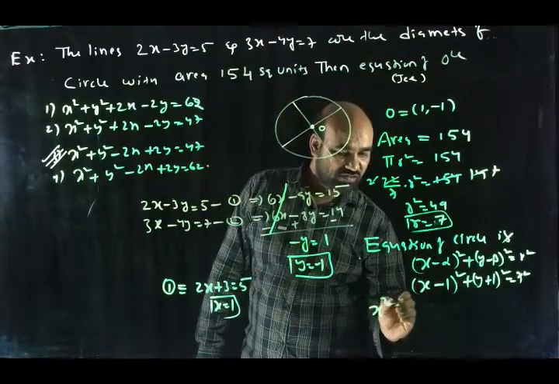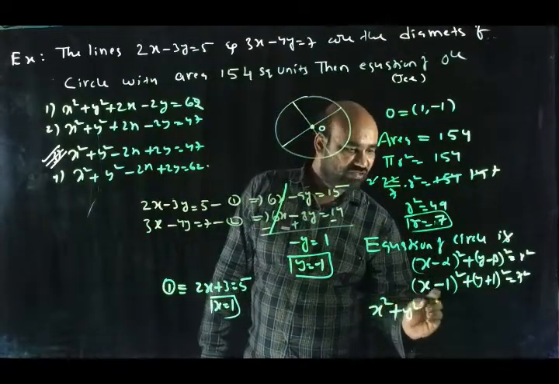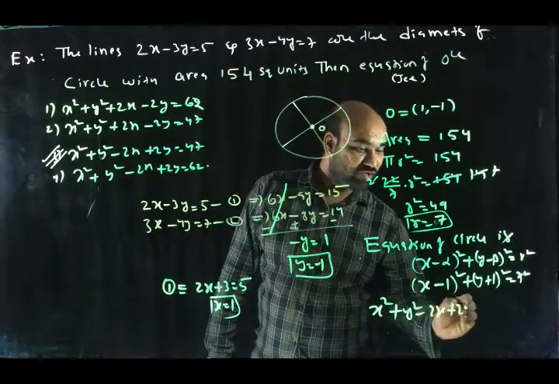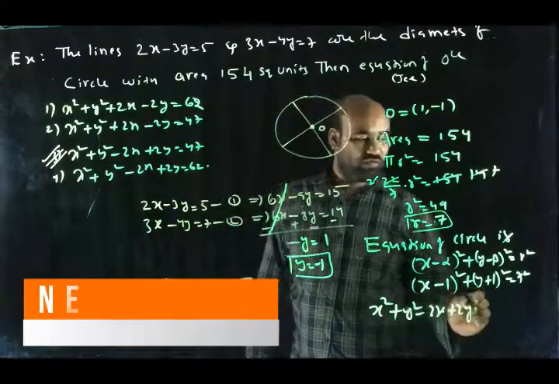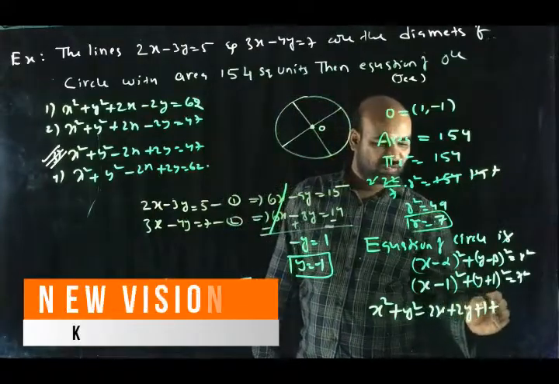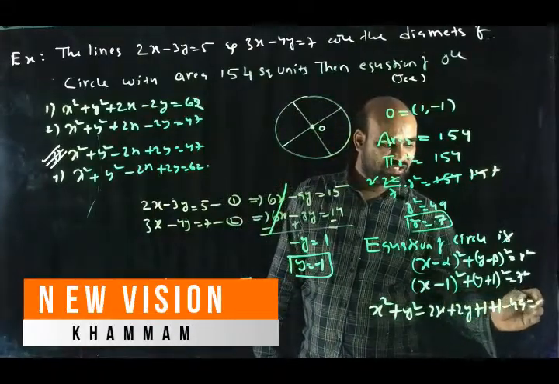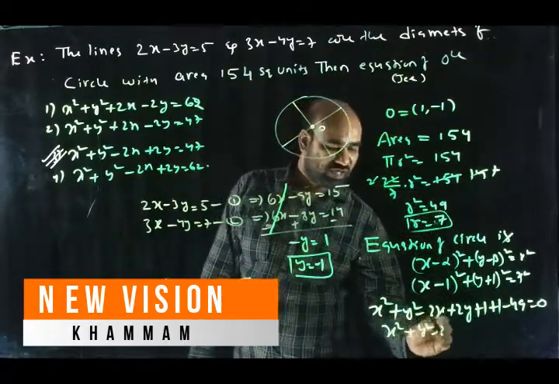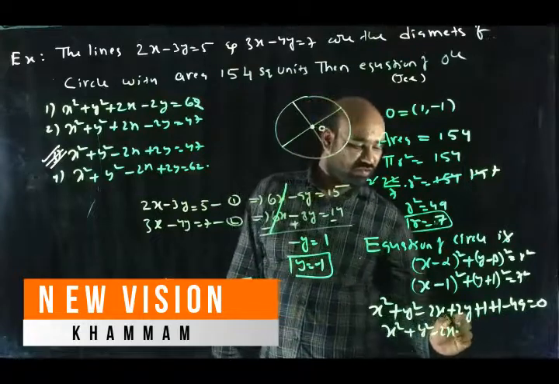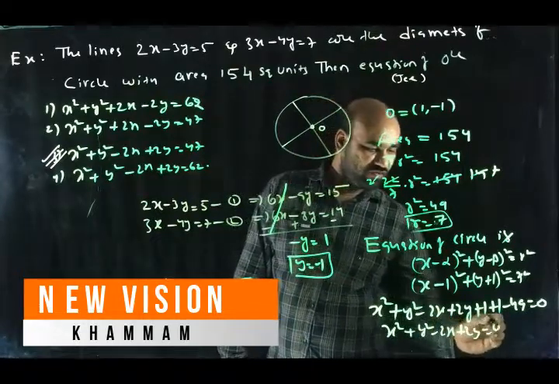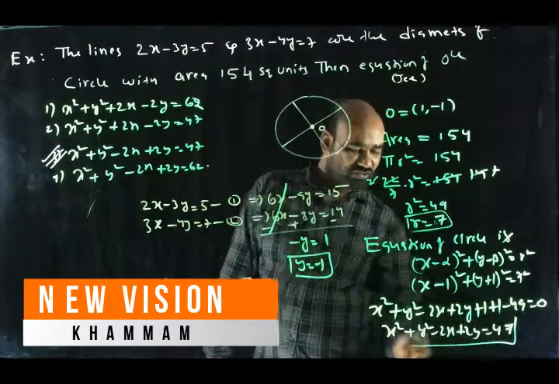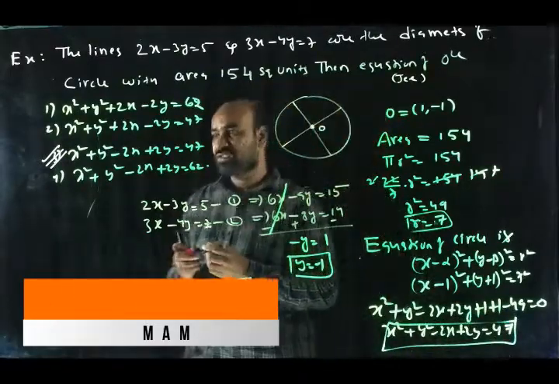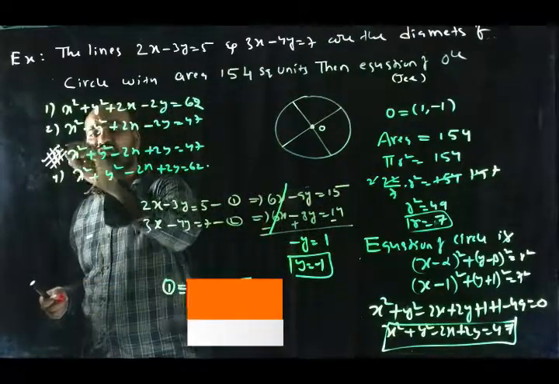Okay, x square plus y square minus 2x plus 2y plus 1 minus 49 equal to 0. So x square plus y square minus 2x plus 2y equal to 47. So this is the equation of the required circle, which is the same as in equation number 3.